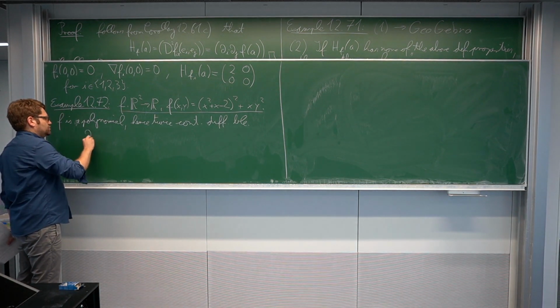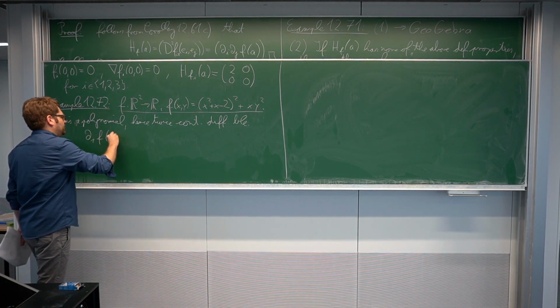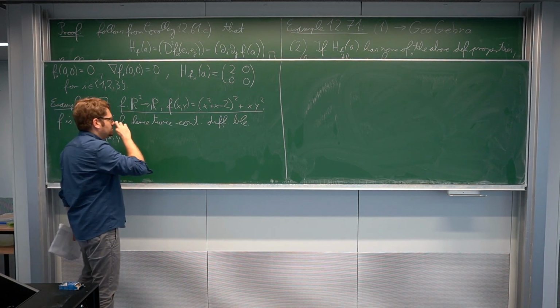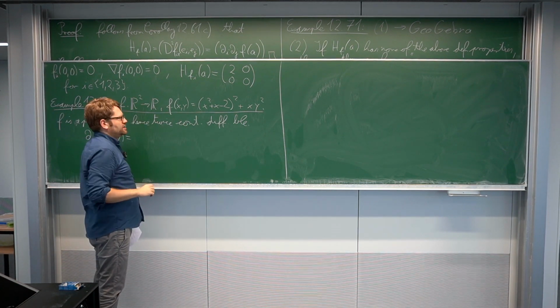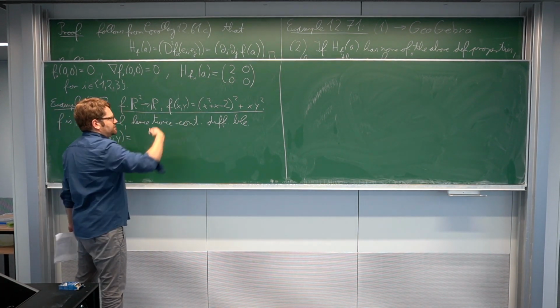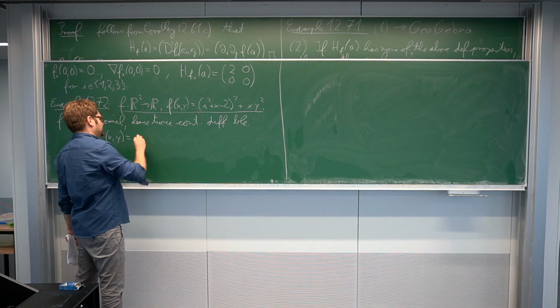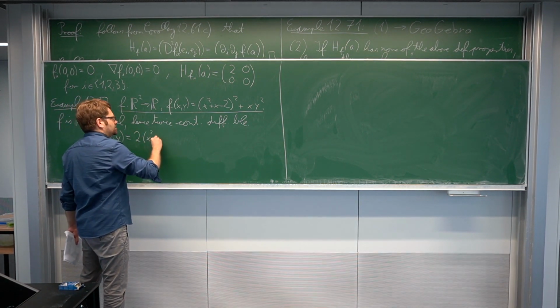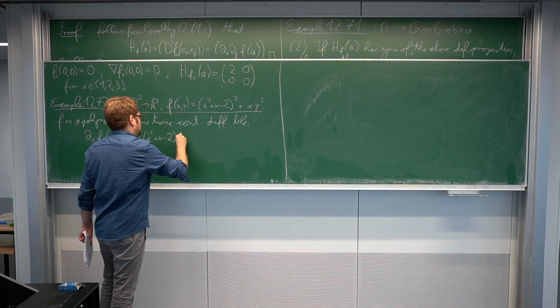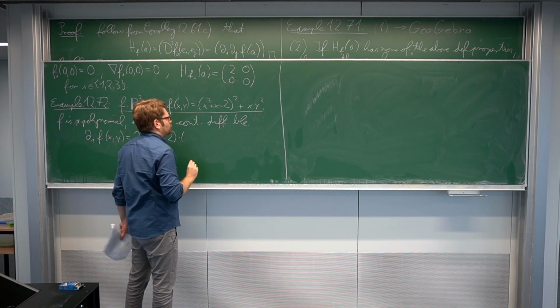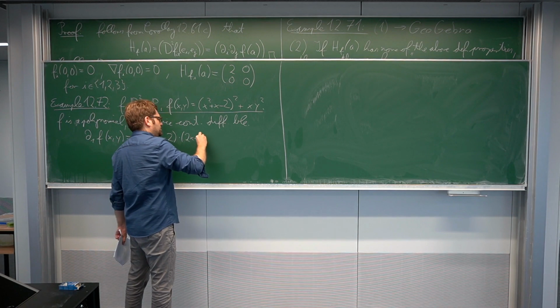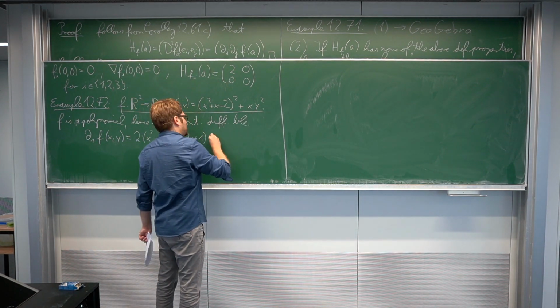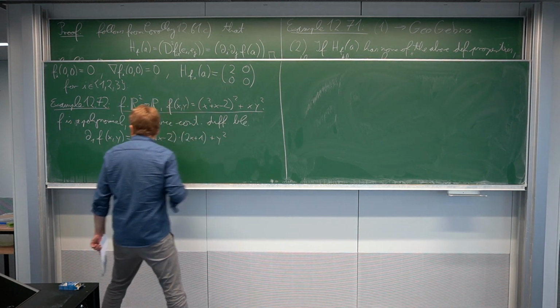So we compute the partial derivatives, d1f of x, y, so deriving this by x. For the first summand, we use the chain rule. The exterior derivative is the derivative of the outside function. This is twice the expression there, so twice (x squared plus x minus 2), times the derivative of everything inside the parentheses, which is 2x plus 1. And here this derived is just y squared.